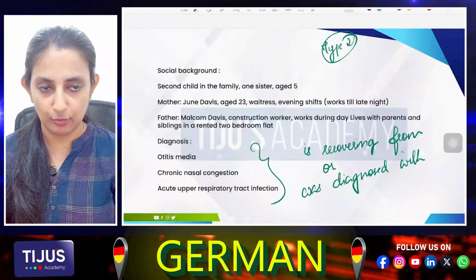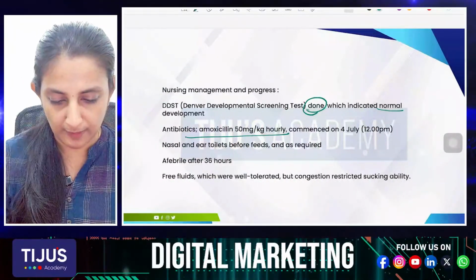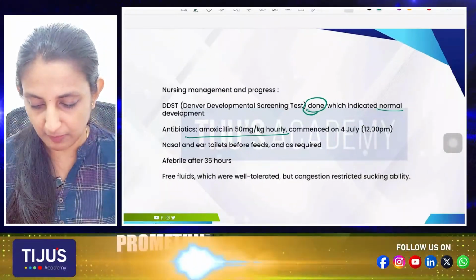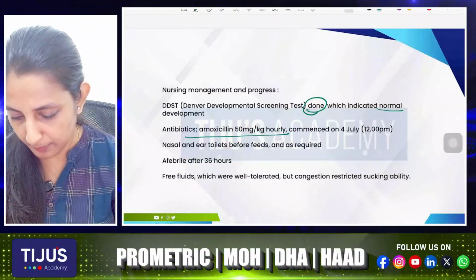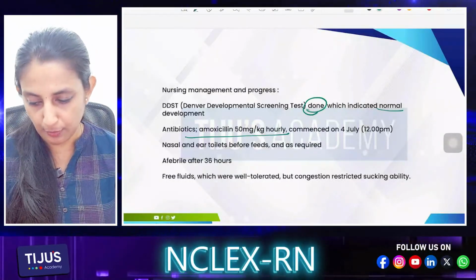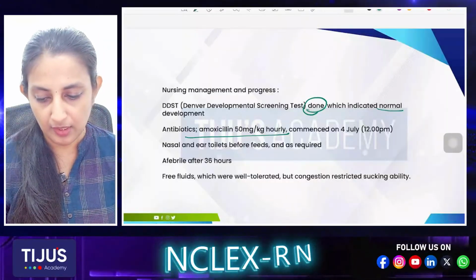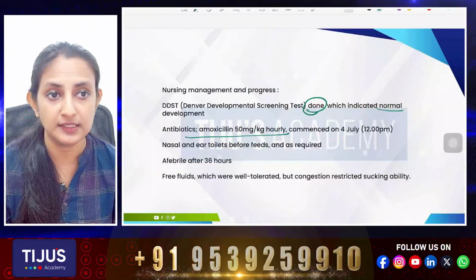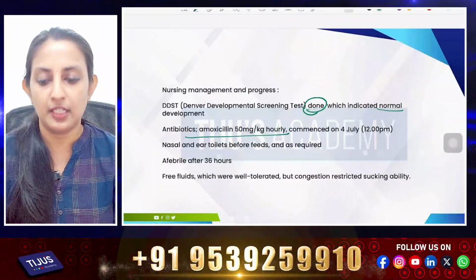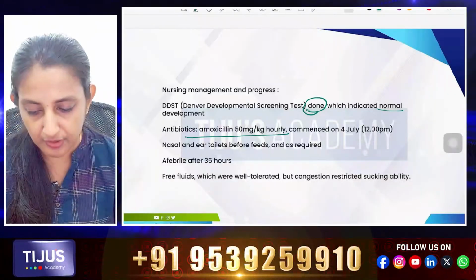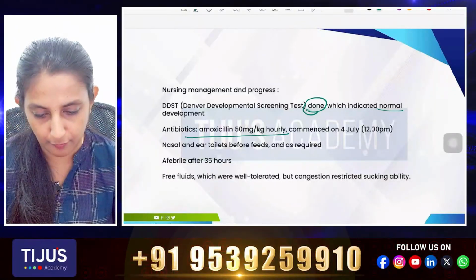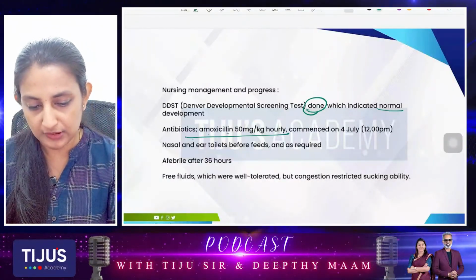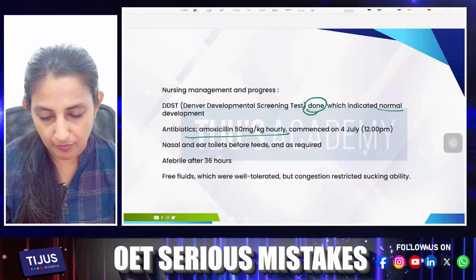His condition was diagnosed. Therefore, he was managed with the antibiotic amoxicillin. So we can say, Brett was brought to the hospital by his mother with a 2-month history of nasal congestion which has worsened. Once the diagnosis was confirmed, he was diagnosed with the condition and was managed with amoxicillin 50 mg per kg hourly.